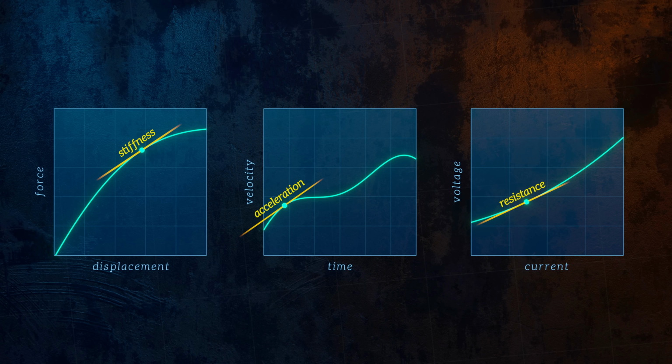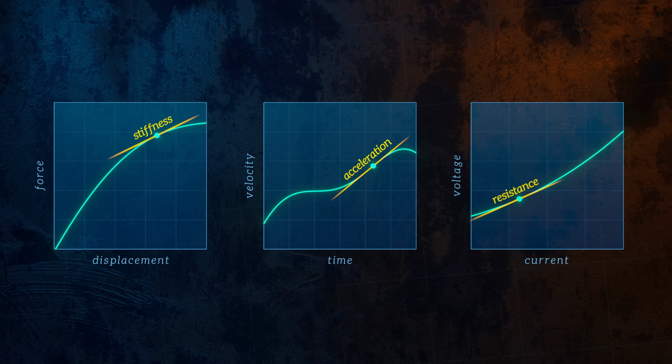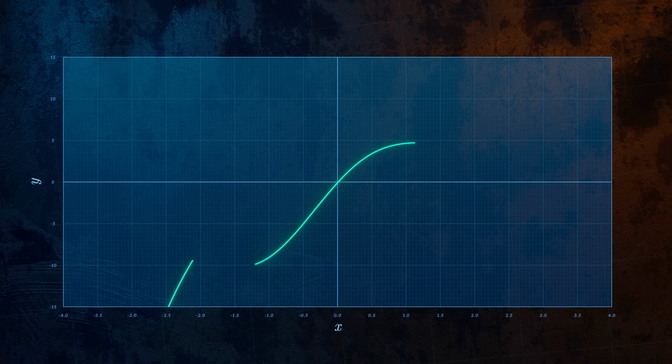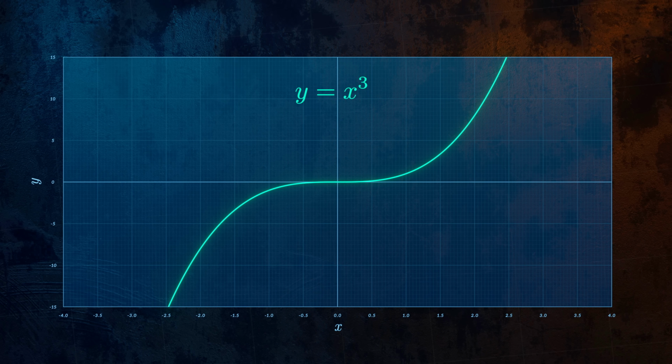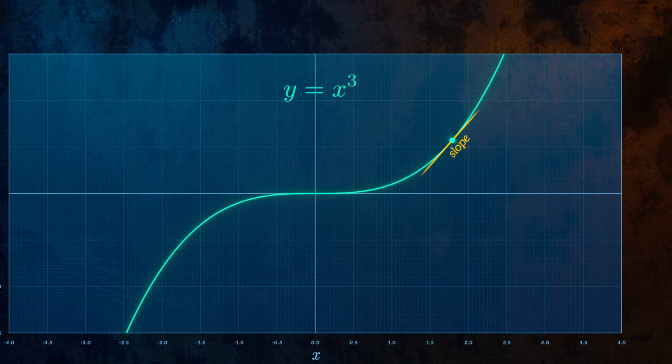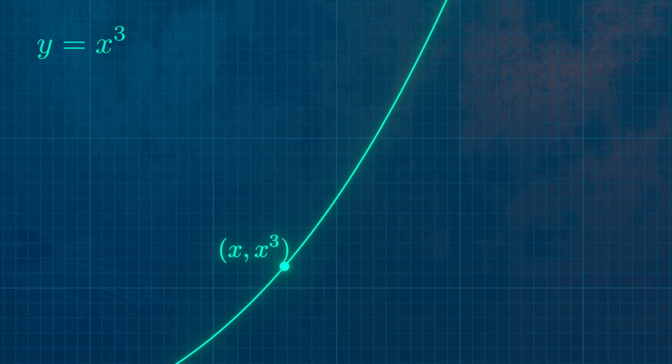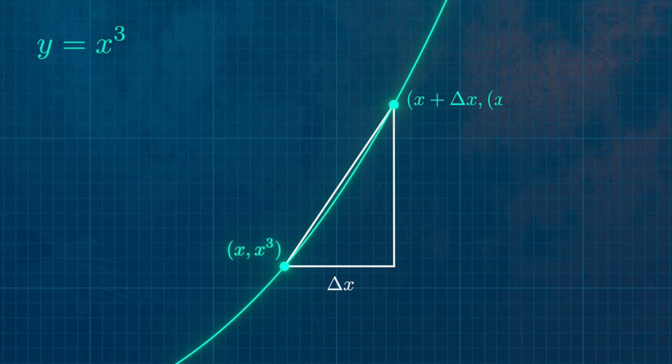To understand how to extract this slope information in a systematic way, let's look at a simple example: the function y equals x cubed. Say we want to calculate the slope of this curve at a particular point. One way to approximate it is to pick another point slightly to the right, at x plus a small amount that we'll call delta x. The straight line between these 2 points gives us an estimate of the gradient of the curve at this position. It has a slope equal to the change in y divided by the change in x.